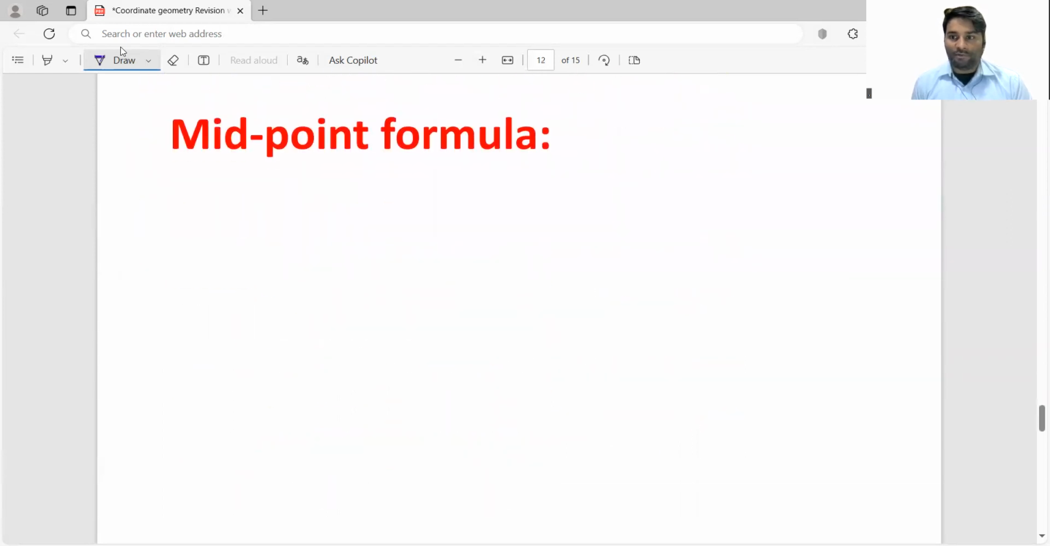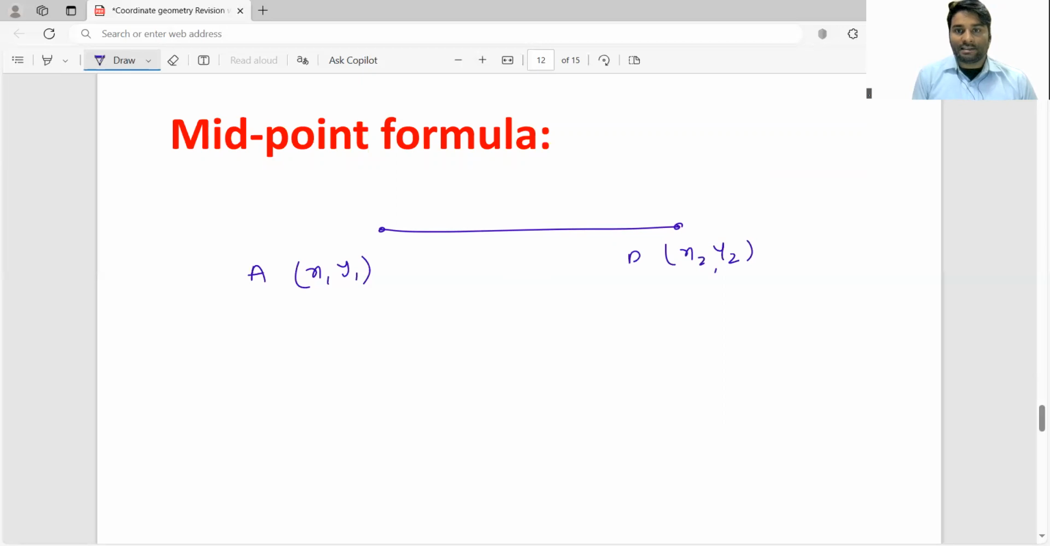Now the midpoint formula. So what is the midpoint? Again, this is a special case of the section formula. Suppose we have 2 points, x1, y1 and x2, y2. This is A and this is B. Now the midpoint of AB, this point C. So here m is to n will be 1 is to 1, because the length is the same now. AC is equal to BC.